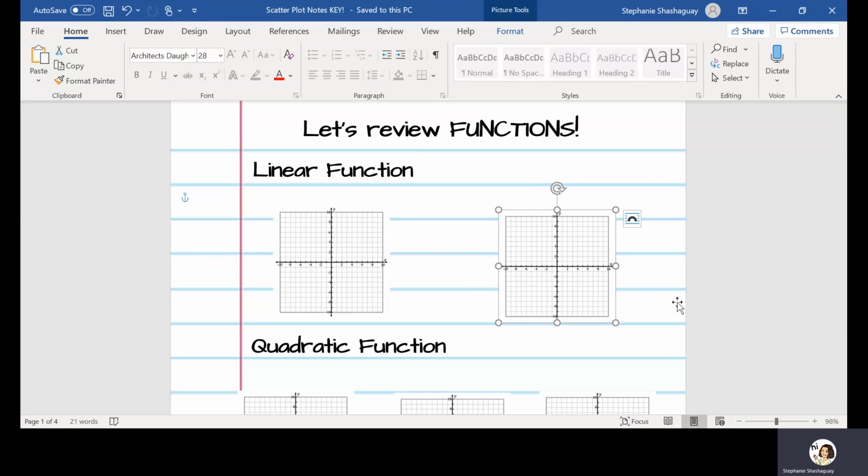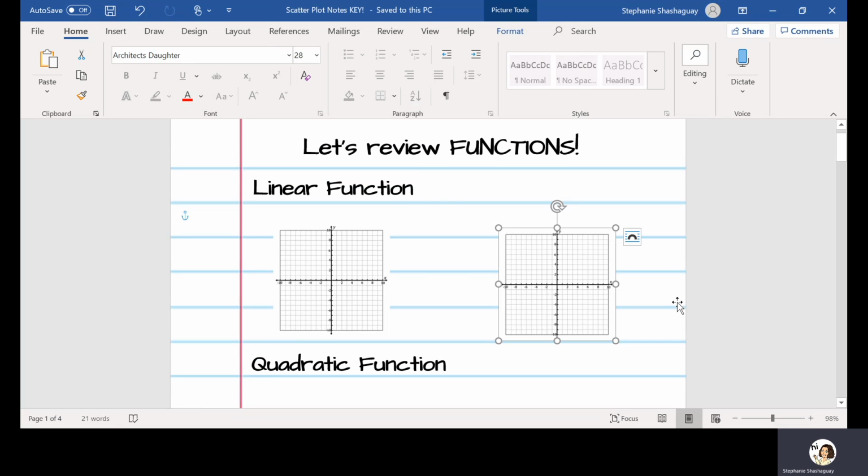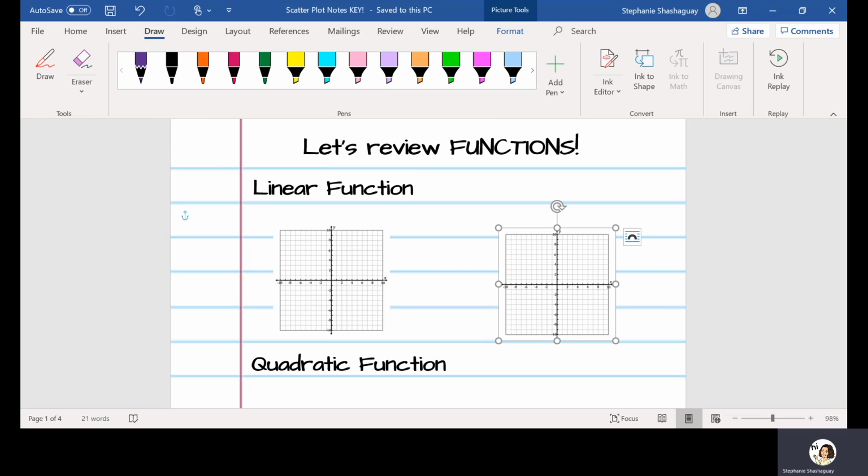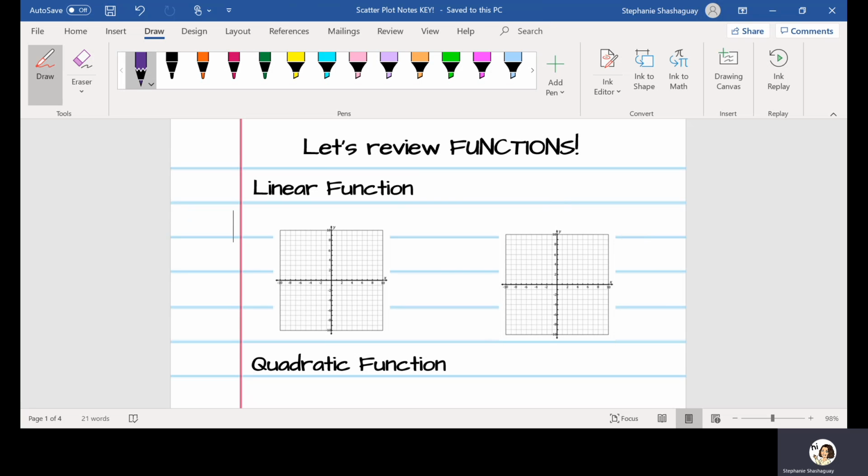All right, guys, so today we are going to be talking about scatter plots and doing some notes on scatter plots. But before we can begin taking notes on scatter plots, I wanted to make sure that we reviewed and remembered what the different types of functions are and what they look like. Okay, so first we have our linear functions, and I know that you know what a linear function is, I hope. But I just wanted to do a quick refresher of all of the functions.